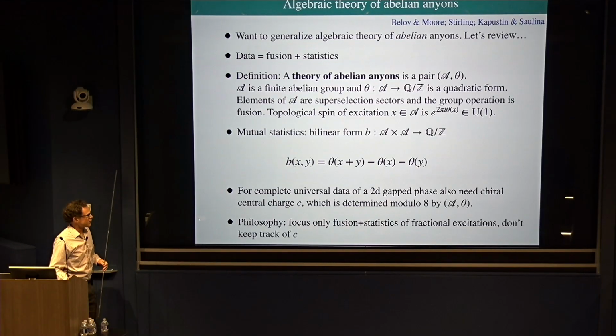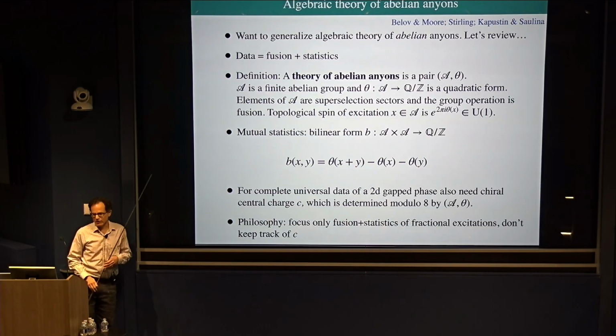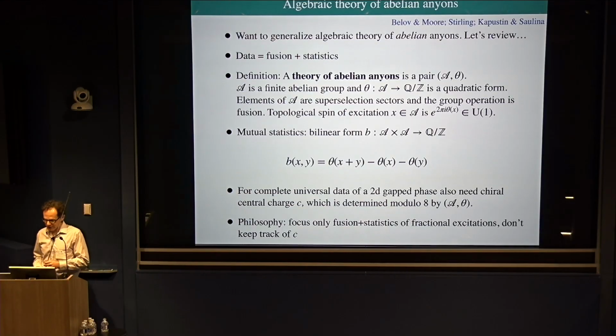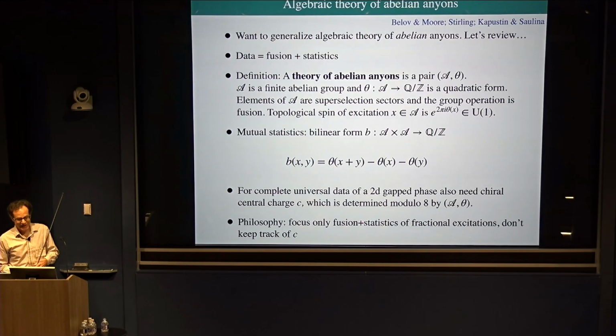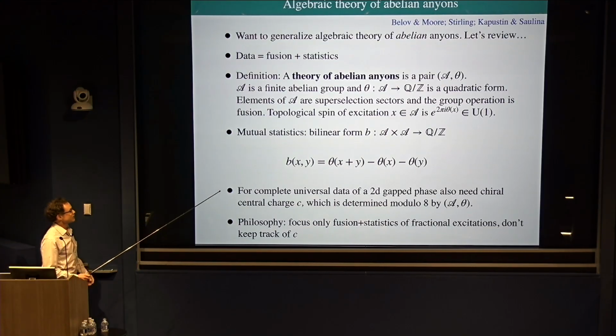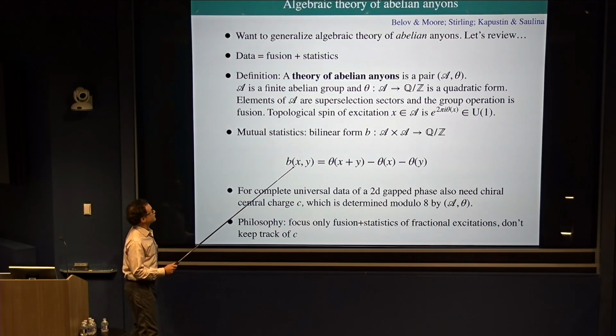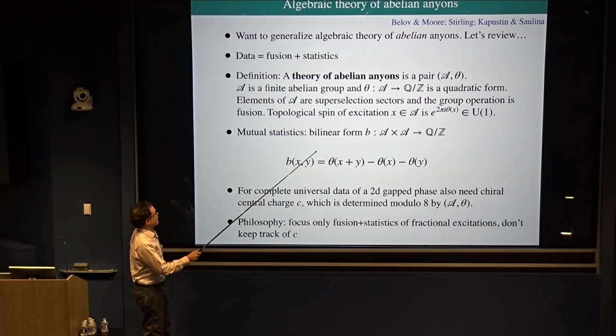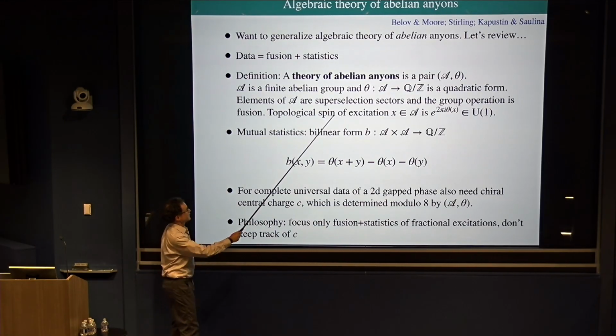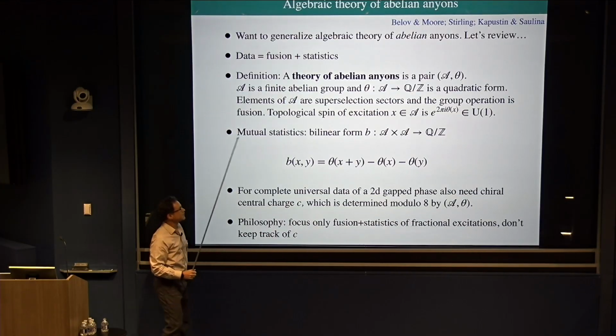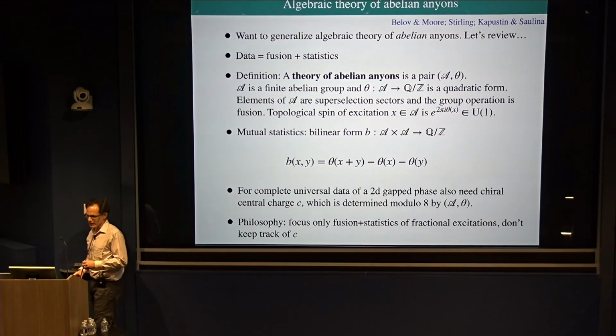So in some sense, what we're trying to do is generalize a very familiar theory, the algebraic theory of abelian anyons in 2D. I'm not talking about unitary modular tensor categories, because when we have just abelian anyons, we don't need the full power and complexity of UMTCs. There's a simpler theory, which is enough and equivalent, which is the following. A theory of abelian anyons is a pair of a finite abelian group A and a quadratic form, which is a function from A to rationals mod Z that satisfies some properties.